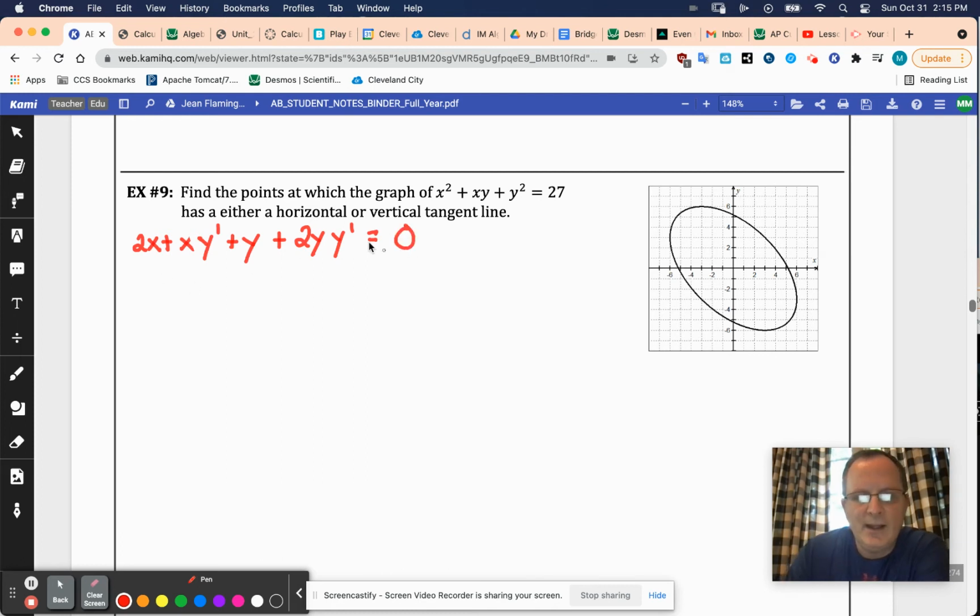So then the y primes go on one side and everything else on the other. On the right-hand side, I'll have negative 2x minus y. And on the left-hand side, I'm going to factor out y prime from those two, and that's going to be x plus 2y. So my slope, or y prime, same thing, is negative 2x minus y divided by x plus 2y.